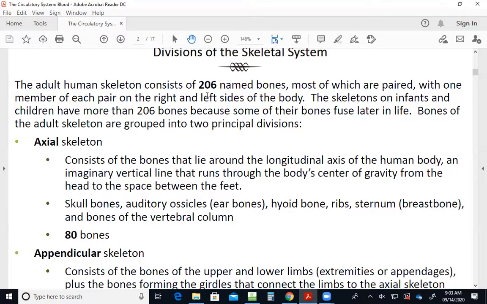And that's why it says there in that first sentence, adult human skeletons, because in infants and children, we have more than 206 bones because as we get older, some of those bones fuse together and form a singular bone. Like your tailbone, for example, starts off as separated bones. As we get older, they fuse together.